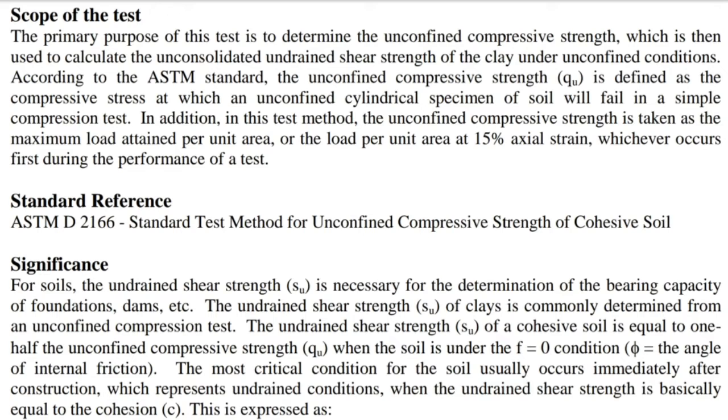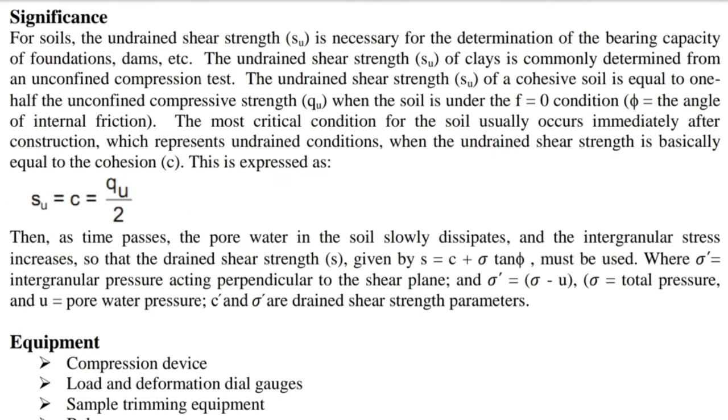The most critical condition for the soil usually occurs immediately after construction, which represents undrained conditions. Then the undrained shear strength is basically equal to the cohesion c, expressed as su equals c equals qu by 2.